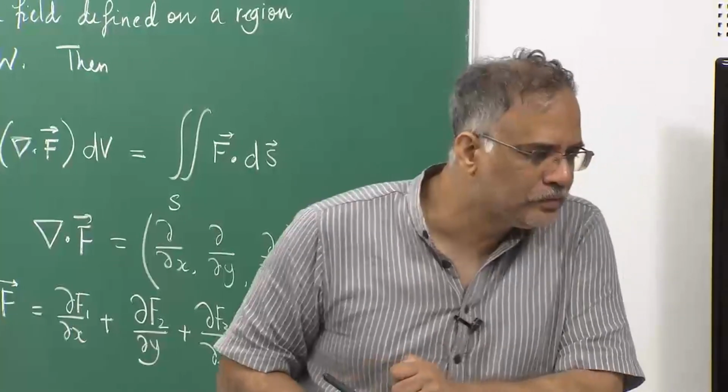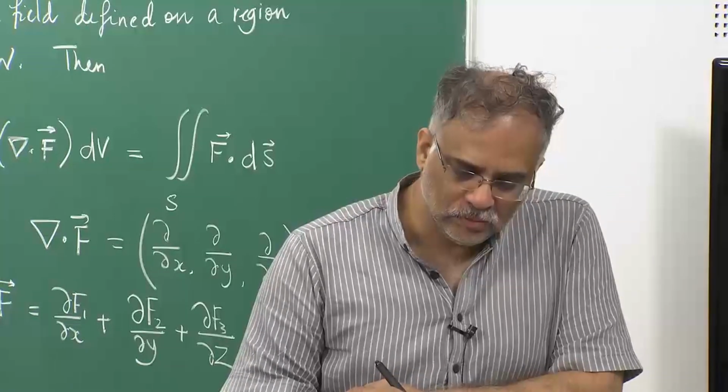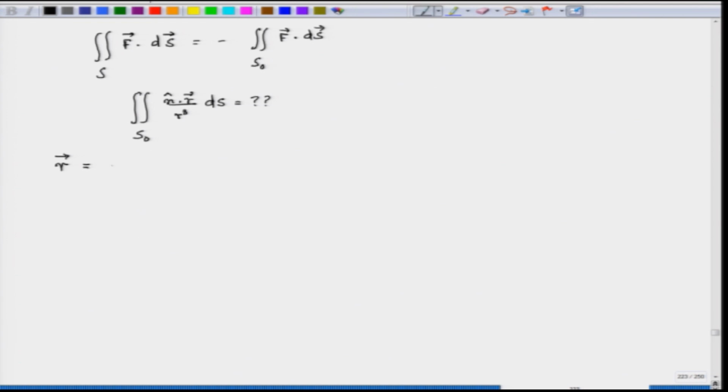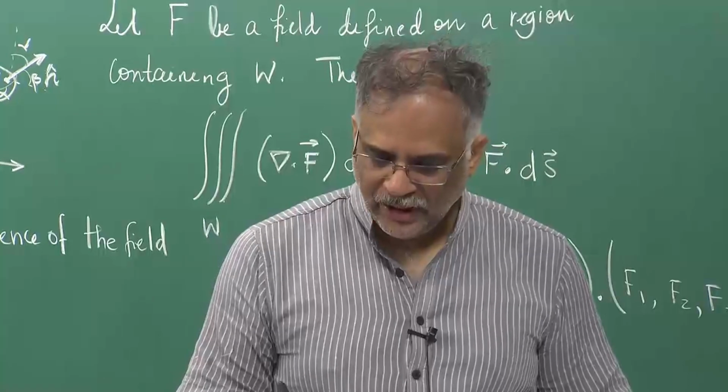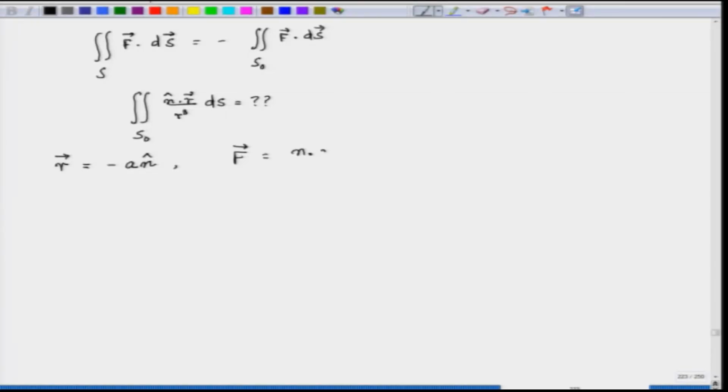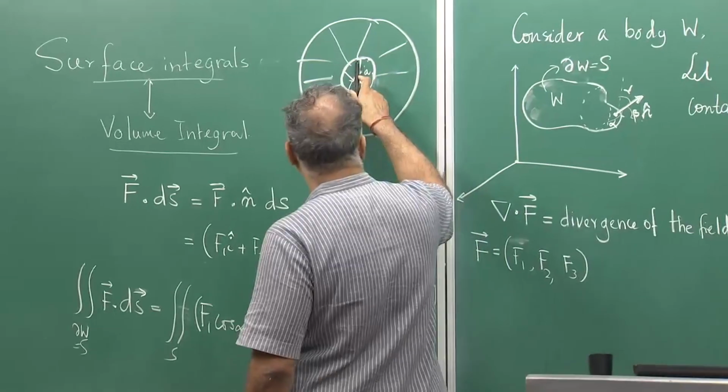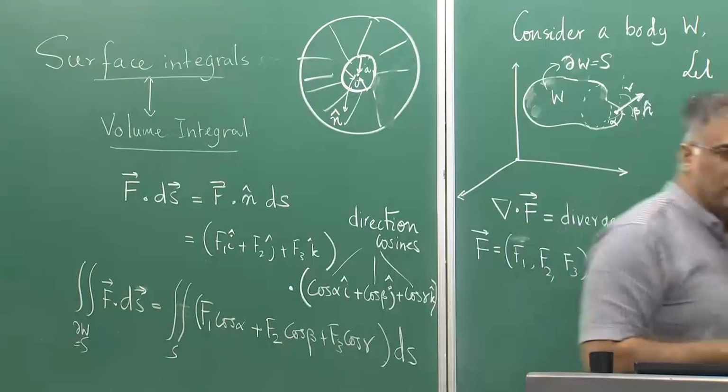Once you note that, let me write the r vector as minus a times n vector. Here n vector is a unit vector along the radius, and norm r is a. Because of the spherical symmetry, all the n vectors are along the radius. So my f vector is n dot r by r cube, and in this particular case I am looking at the field values on this boundary, because I want to find it on S naught.